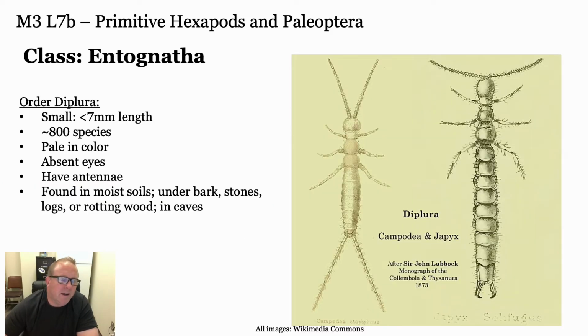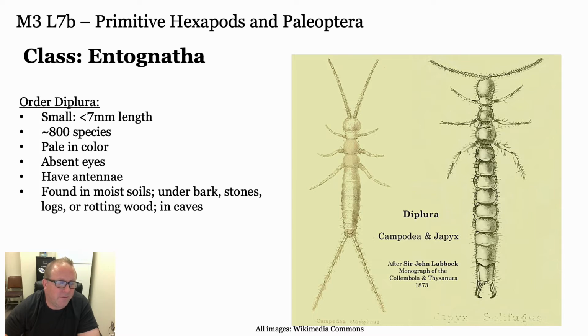All right. Our next group of the primitive hexapods and the Entognatha are the Diplura. And again, these three groups are really, really small, living in moist places, under bark, stones, rotting logs, caves. These also don't have eyes. They do have antennae. They're not as small as the Protura. They're a little bit more advanced than the Protura, but not by a lot. And that's kind of all you need to know.